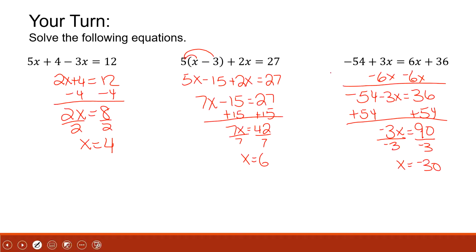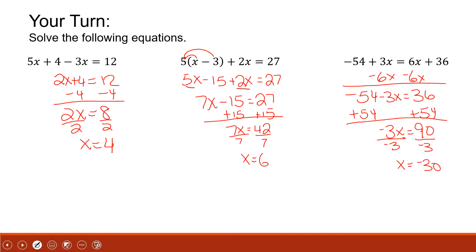The second example had a distributive property problem built in, so we had to distribute 5 through the parentheses. So we ended up with a new equation, 5x minus 15 plus 2x equals 27. We combine again the 5x and the 2x to get 7x. 7x minus 15 equals 27. Undo the addition or subtraction. So to undo subtraction, we do addition. We add 15 to both sides. When we do that, we're left with 7x equals 42, sorry. Here we're going to divide by 7 again to undo the multiplication. You're left with x equals 6.